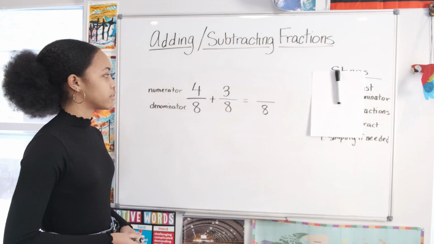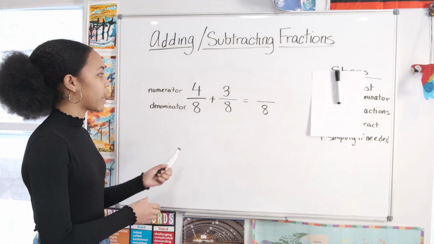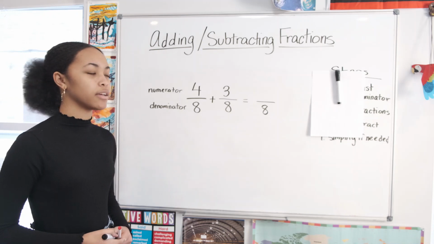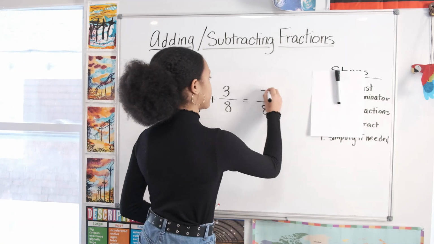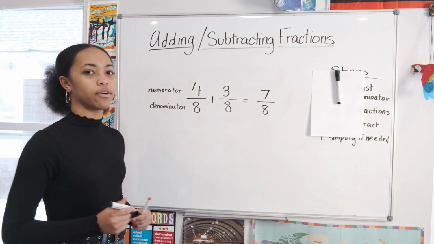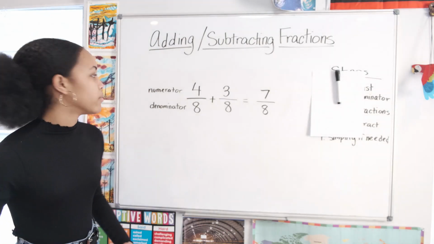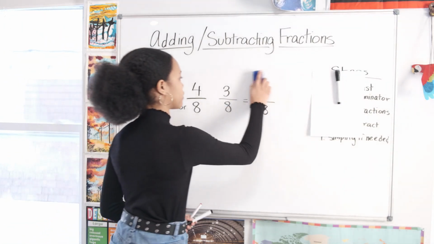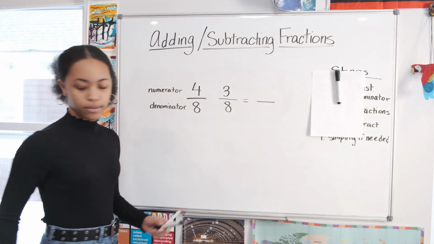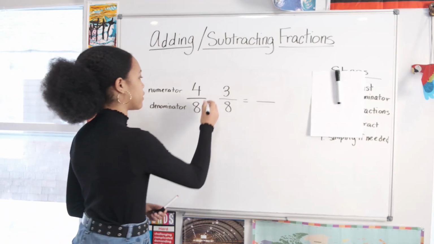Now for the numerators, it's pretty simple. You just add them. 4 plus 3 is 7. So our answer for this equation is 7 over 8. Now, what about subtracting? Well, this equation is perfect for that.